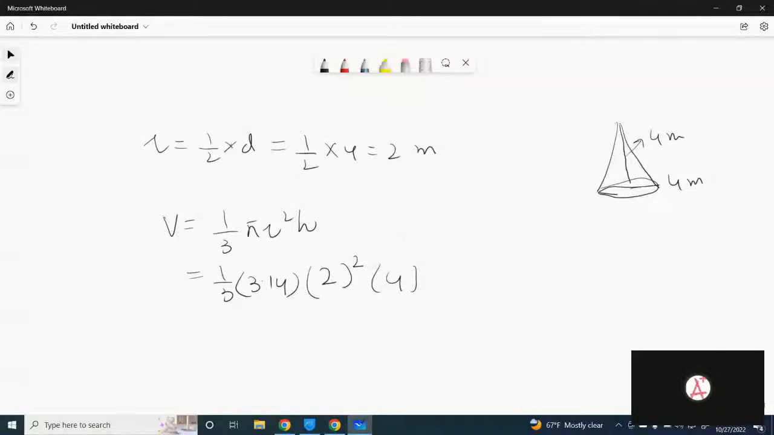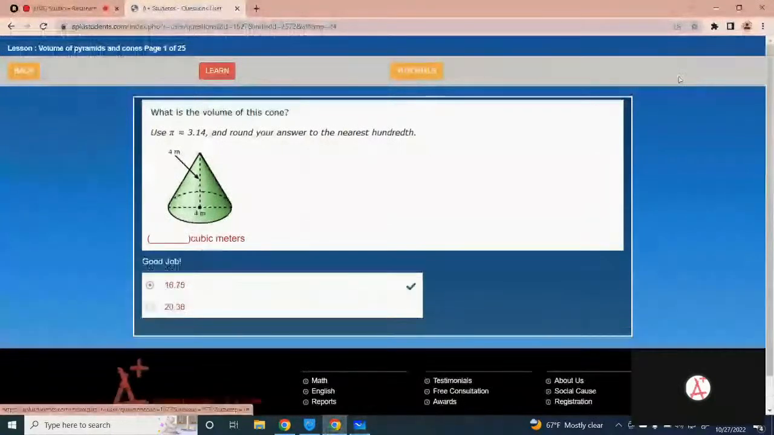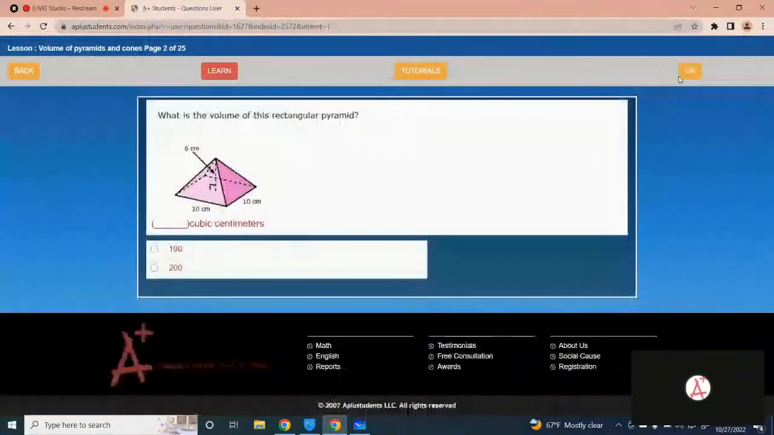Okay, 4 times 4 is 16 times 3.14 is 50.24, and 50.24 divided by 3 is 16.74. Got it? That means the volume of the cone is 16.74. Just select the correct option and then click on the OK button. Got it? Okay, the next one.